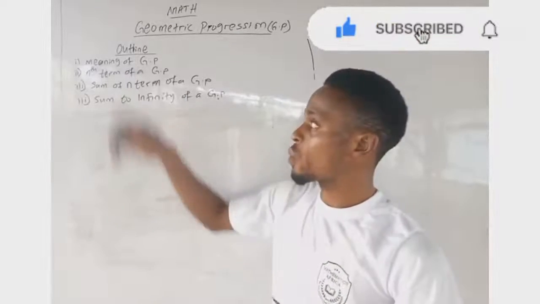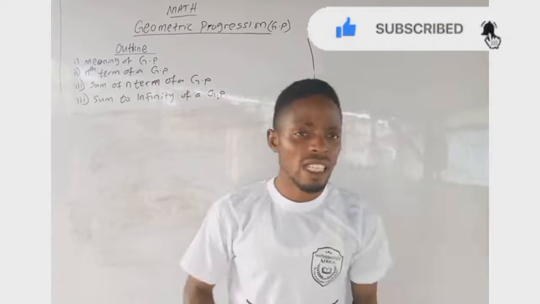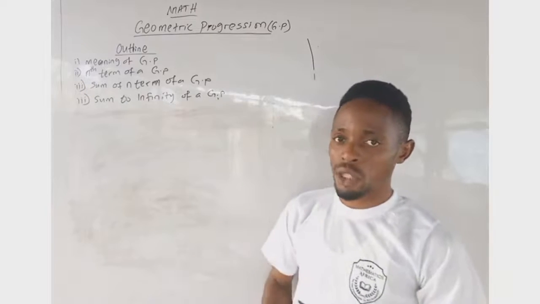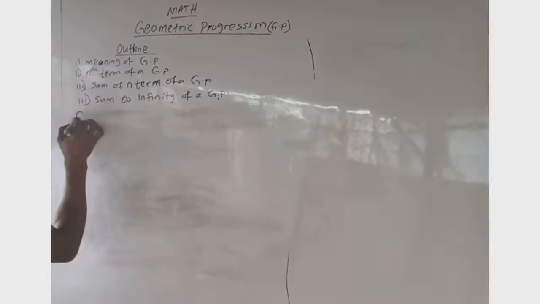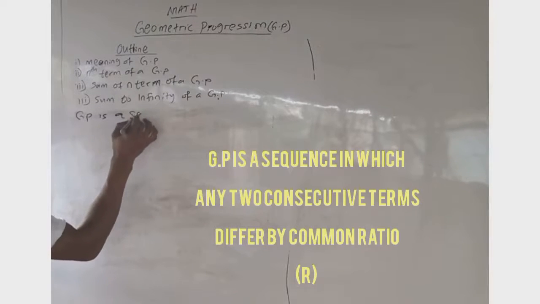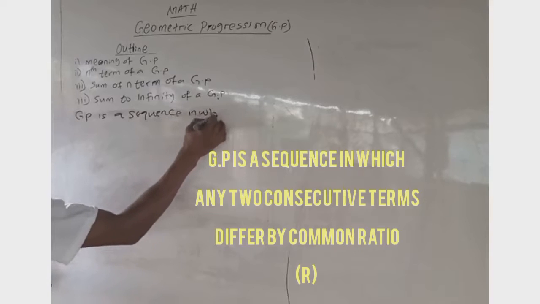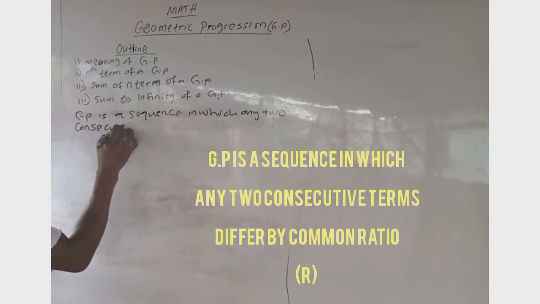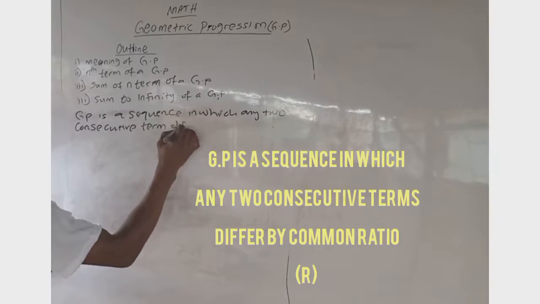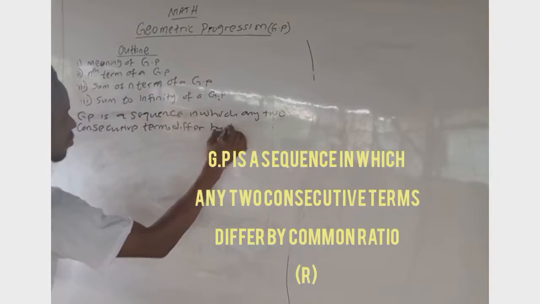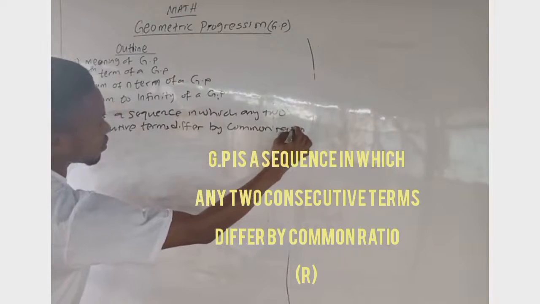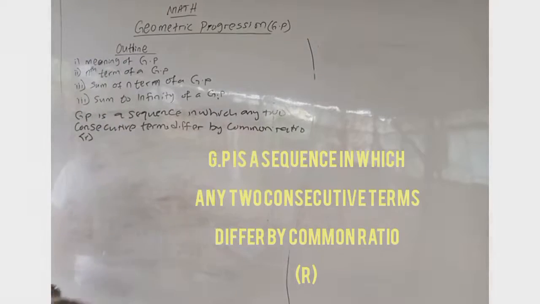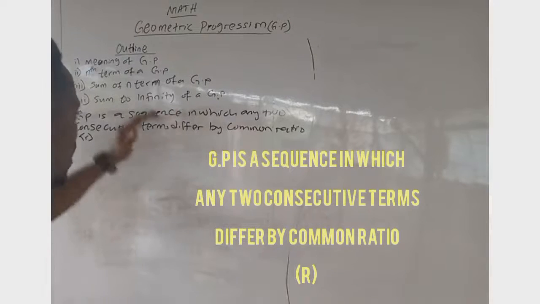What is the definition, the meaning of GP? GP is a sequence in which any two consecutive terms differ by a common ratio. The common ratio is denoted as small r. So that is the meaning of GP.